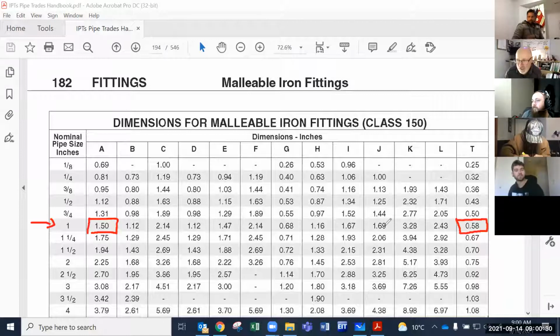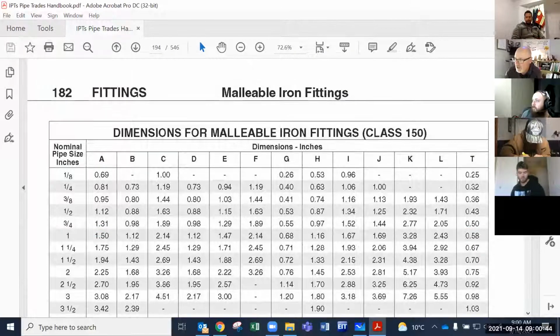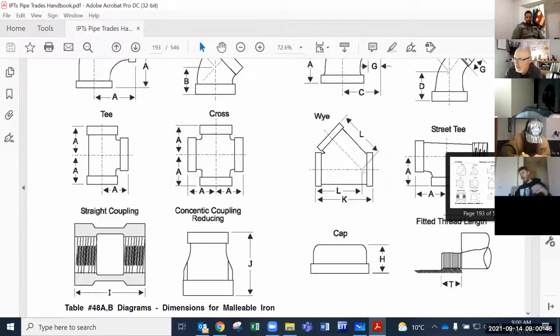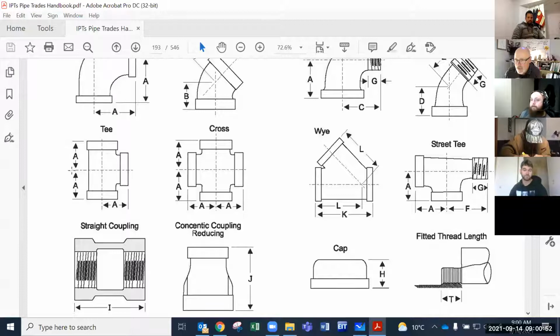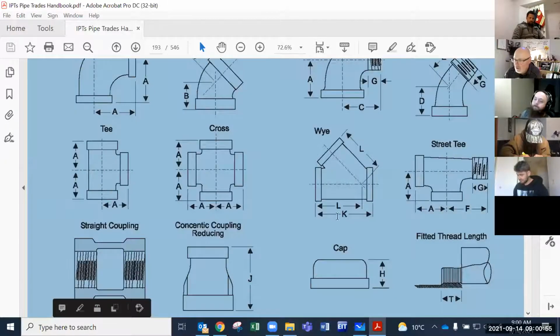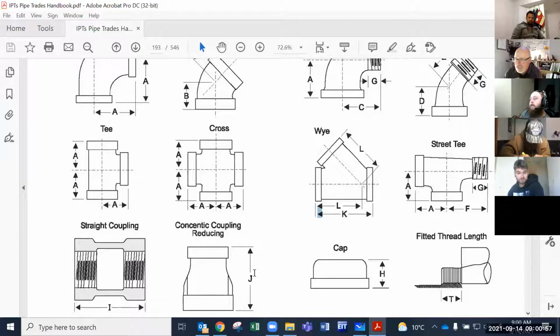Okay, so that's how we use this table. We take the dimension that we want on the fitting and take off the thread engagement. And that goes for all of the screwed fittings. So I'm going to go back up to this next, right here. As you can see, even on a T, right here, we have A. Oh, we have A minus T, and then I get my fitting allowance. So that's just a side note on the IPT book. So throw minus engagement is the fitting allowance.